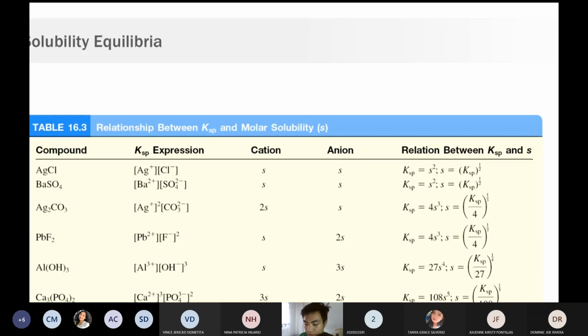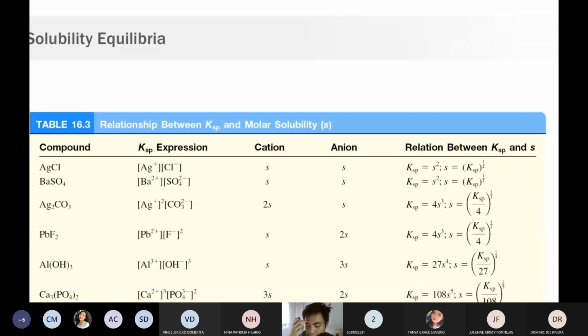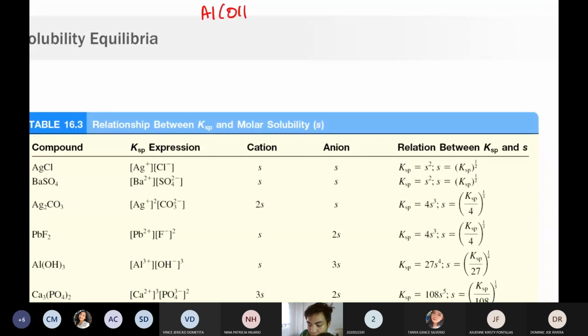Paano yung naging 27s raised to 4? Let me write the dissociation of aluminum hydroxide. Ito yung nasa Kreml S, yung lasang bakal, aluminum hydroxide yan. Pati magnesium hydroxide. Okay, so if we write the ice table for aluminum hydroxide at equilibrium, we will see that yung concentration ng aluminum will just be X and the concentration of hydroxide will be 3X, because of the coefficient.